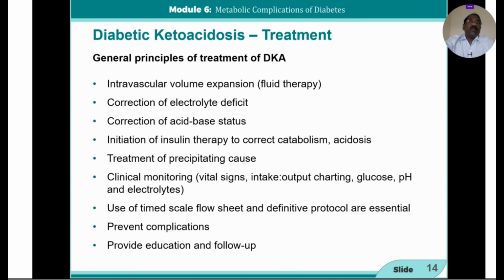Patient education about DKA and follow-up is very important. That means he has to take the insulin very regularly, and the follow-up with you is very important. So, to summarize: start the fluid therapy, watch the electrolyte imbalances, watch the acid-base balance, and then give the insulin and treat the precipitating cause. Then monitor the vitals, respect the kidney function, watch for and prevent the complications, and finally educate the patient not to have future DKA. The follow-up is also very important.